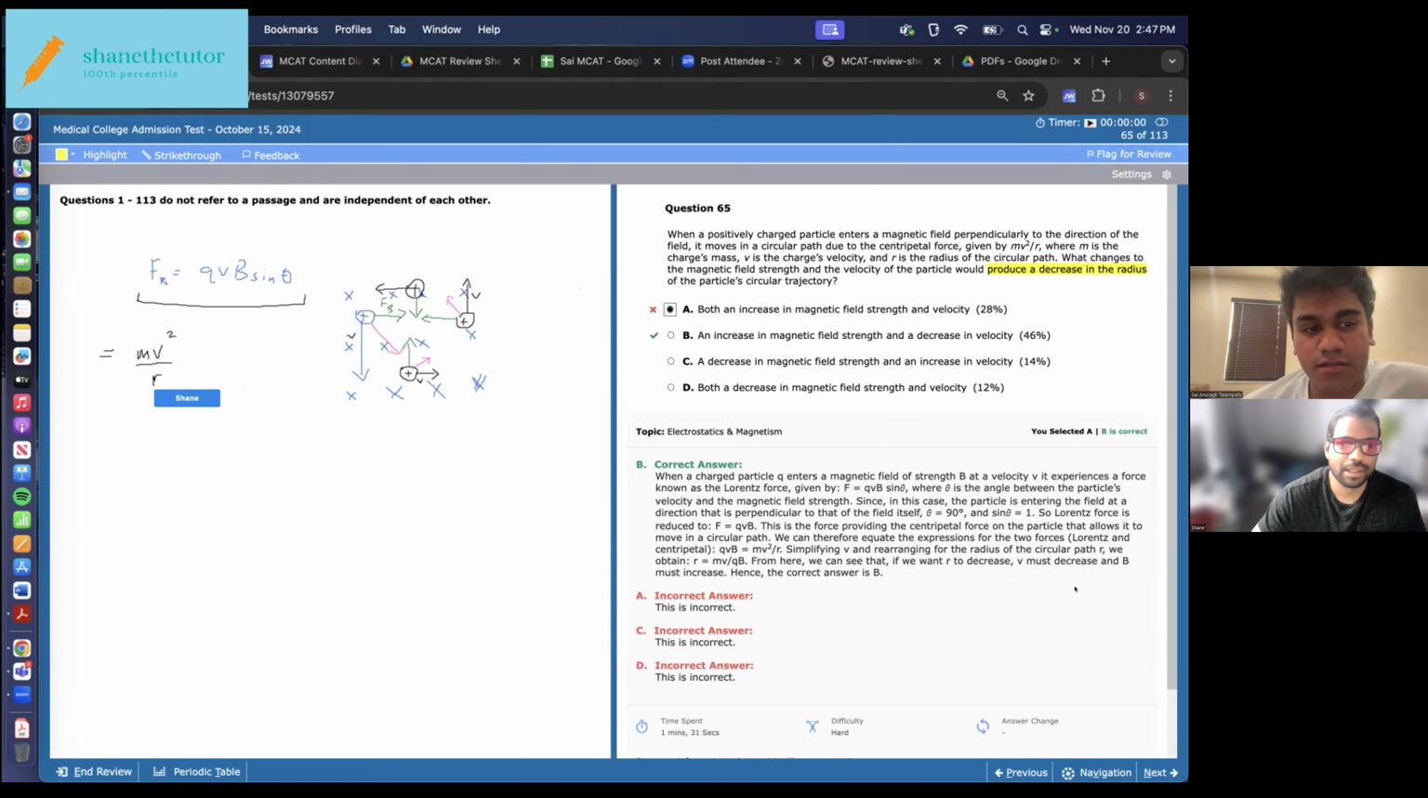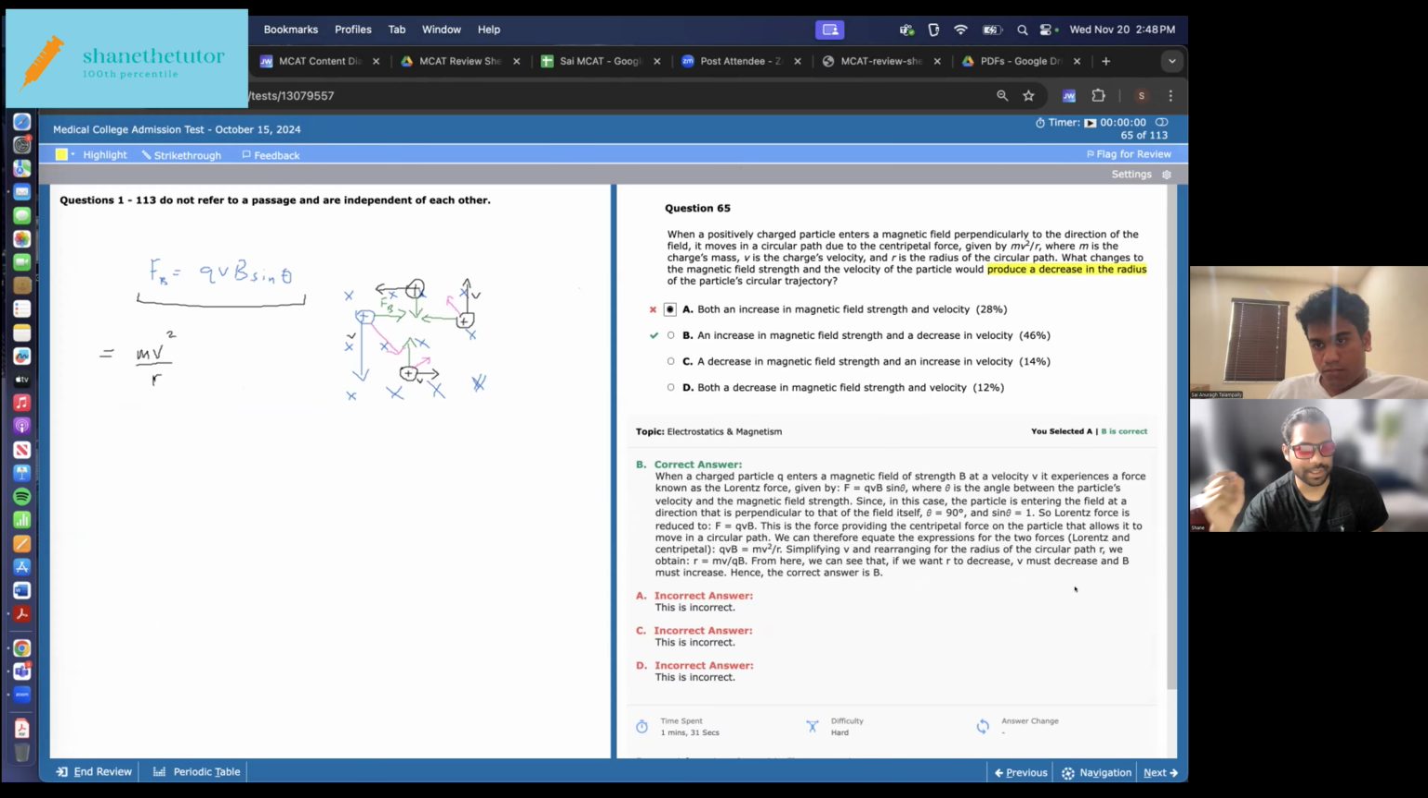That makes sense, because I was reading the answer choice and it said that I can equal both of them. Now it makes sense, because the particle is moving in a circle, that's the reason why we can equal it to the centripetal force. Yep. So they're asking about what changes to the magnetic field strength and the velocity would produce a decrease in the radius of the particle's circular trajectory.